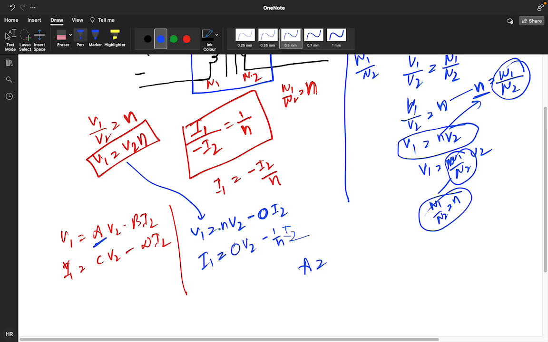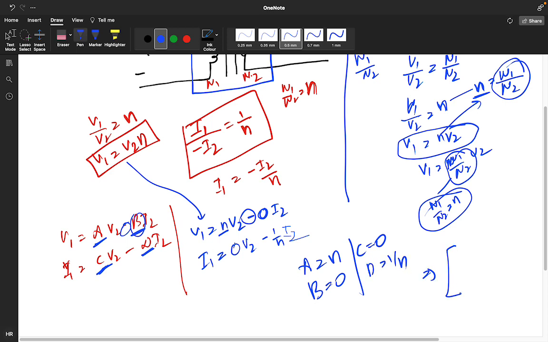So what is your A? Compare this. A is N. What is your B? Minus means this is minus also, this is minus also. B is 0. What is your C? C is also 0. What is your D? D is 1 by N. So the ABCD parameter is N, 0, 0, 1 by N. So this is your T network. Everyone got it? Yes.